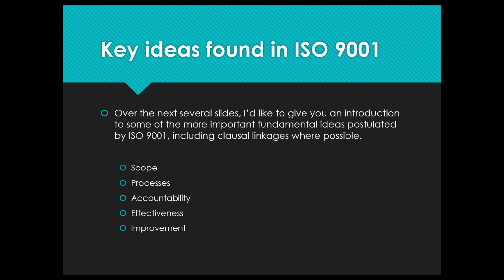Now, if you take ISO 9001 in its purest sense, if you take the auditable portion of ISO 9001, my analysis and my experience with it tells me that there are 5 key ideas in play in terms of what they've written into the standard and what the expectations are. And those ideas are scope, processes, accountability, effectiveness, and improvement.